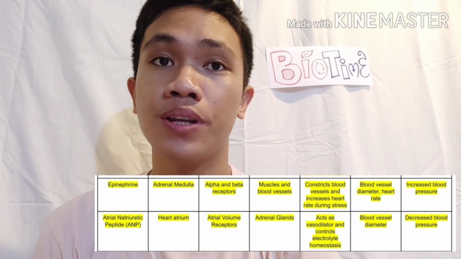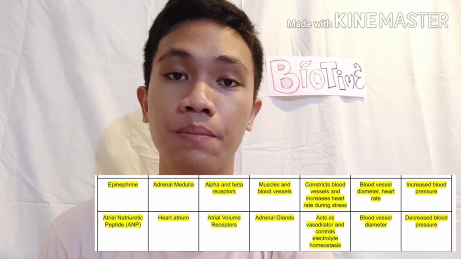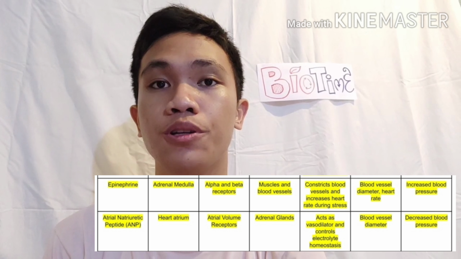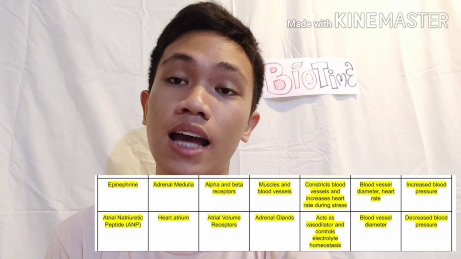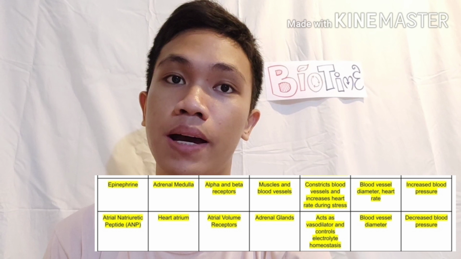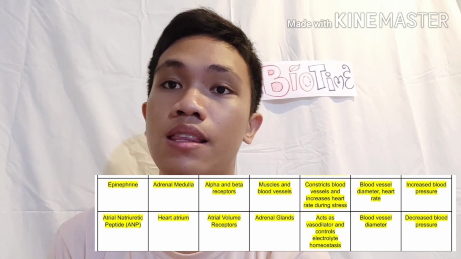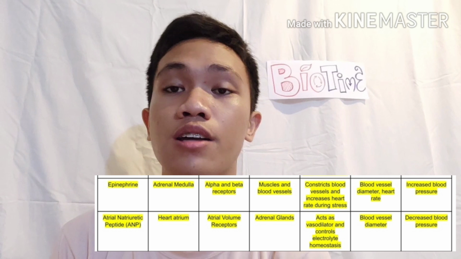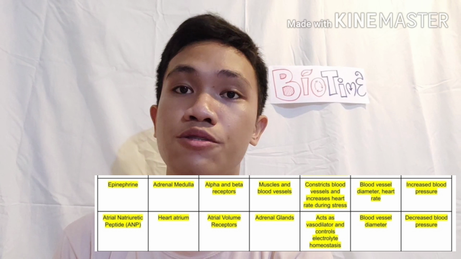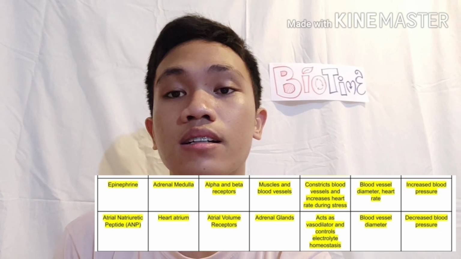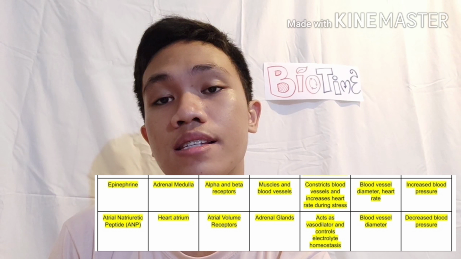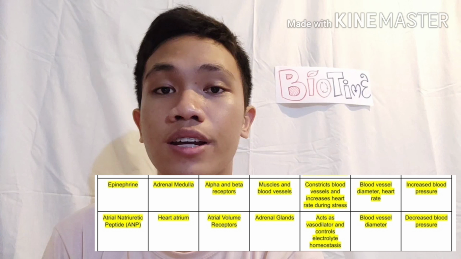Our fourth hormone is the epinephrine, or simply adrenaline, which is produced by the adrenal medulla that binds to alpha and beta receptors in the muscles and blood vessels. During stress, epinephrine is released to constrict the blood vessel diameter and increase the heart rate, resulting in increased blood pressure.